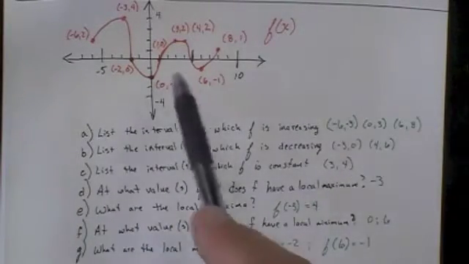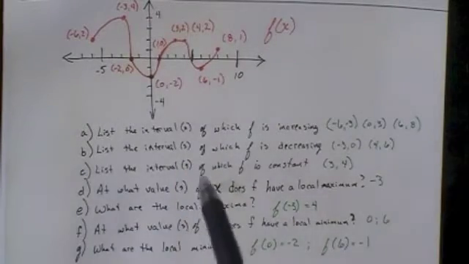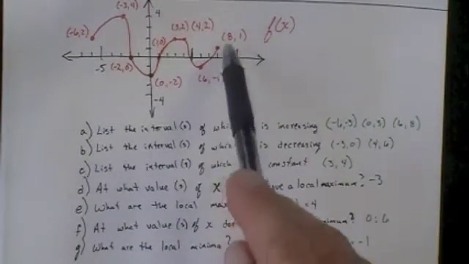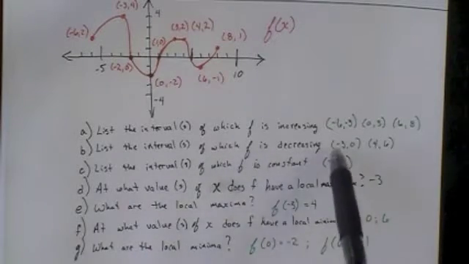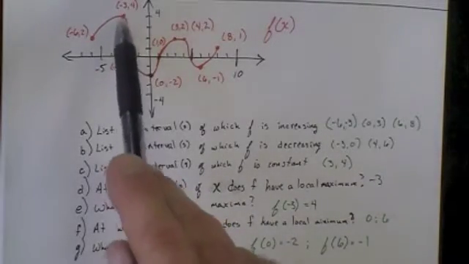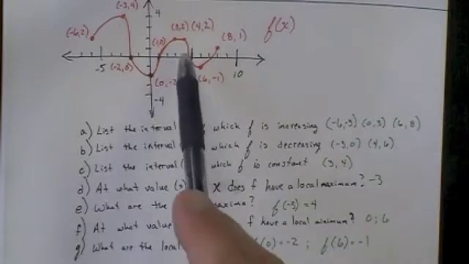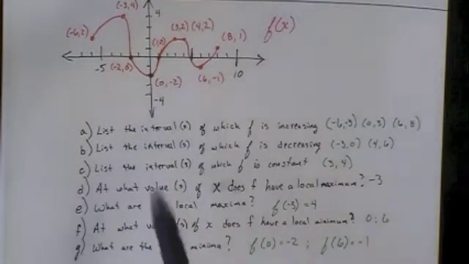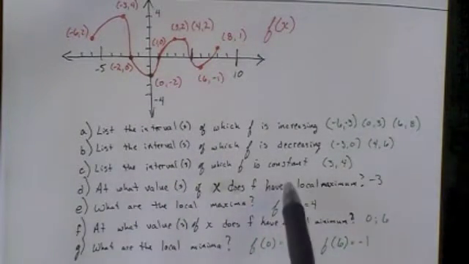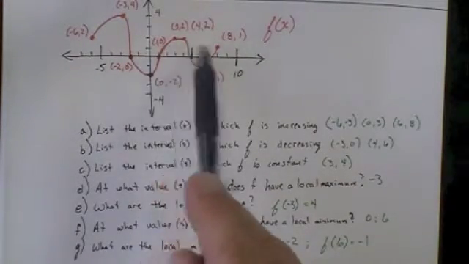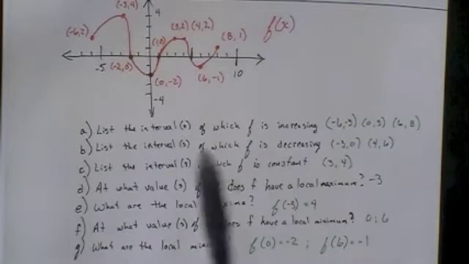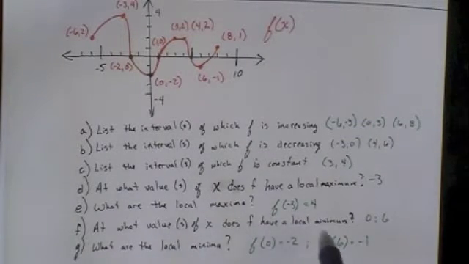It's also increasing from 0 to 3, and then it's also increasing from 6 to 8. Where the intervals f is decreasing, it's decreasing from -3 to 0, also decreasing from 4 to 6. It is constant from 3 to 4. That is a straight line where that graph stays the same as far as our y value goes.